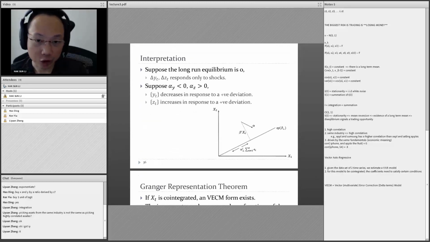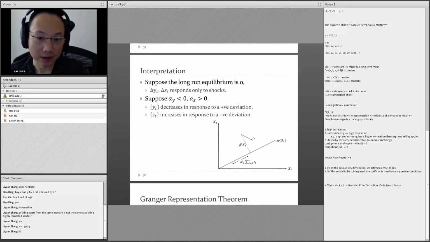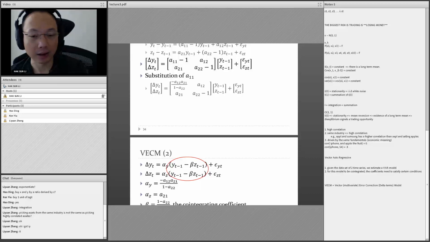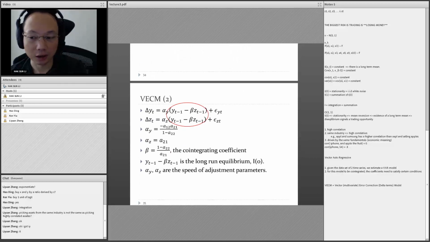And the equilibrium is just like this term here. You can consider this term as the equilibrium as well, because this term is the long-term equilibrium, but it actually measures this equilibrium. The bigger this term is, the more the time series deviates from the equilibrium.